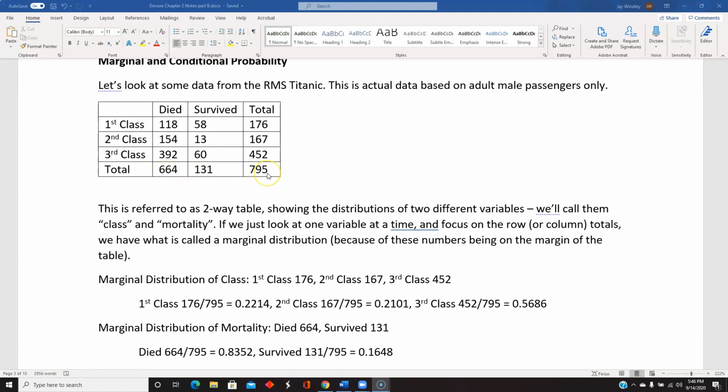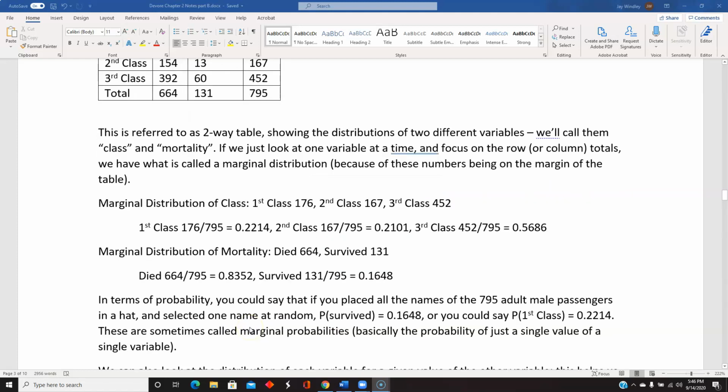664 out of 795 died, which is 83%. 131 out of 795 survived, which is 16%. So those are marginal distributions or marginal probabilities.